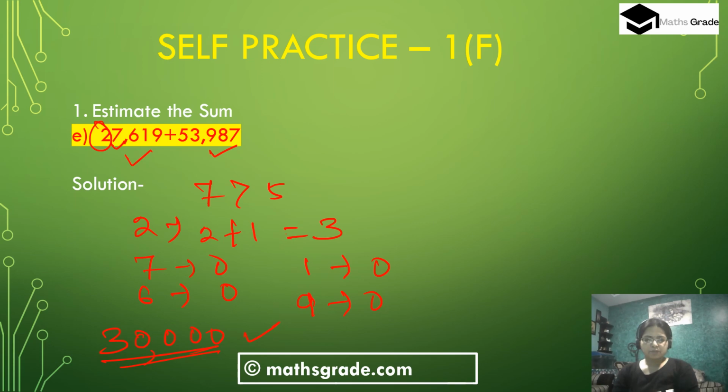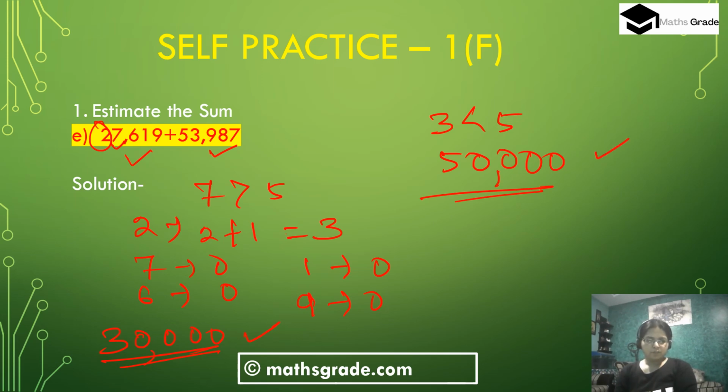Now 53,987. In 53,987, the 1,000 place digit is 3, and 3 is less than 5. So don't add 1 to the 10,000 place. Write down 5 as it is and write 0 in the 1000 place digit, 0 in the 100 place digit, 0 in the tens place digit, and 0 in the unit place digit in place of 7. So 53,987 rounded off to the 10,000 place is 50,000.